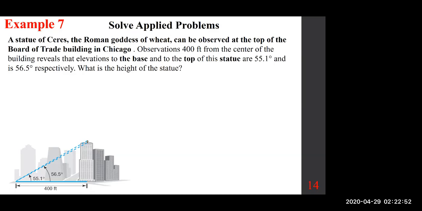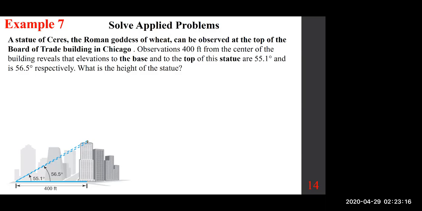A statue of Ceres, the Roman goddess of wheat, can be observed at the top of the Board of Trade Building in Chicago. Observations 400 feet from the center of the building reveal that elevations to the base and to the top of the statue are 55.1 degrees and 56.5 degrees respectively. What is the height of the statue? Thanks, Amy. All right, perfect.